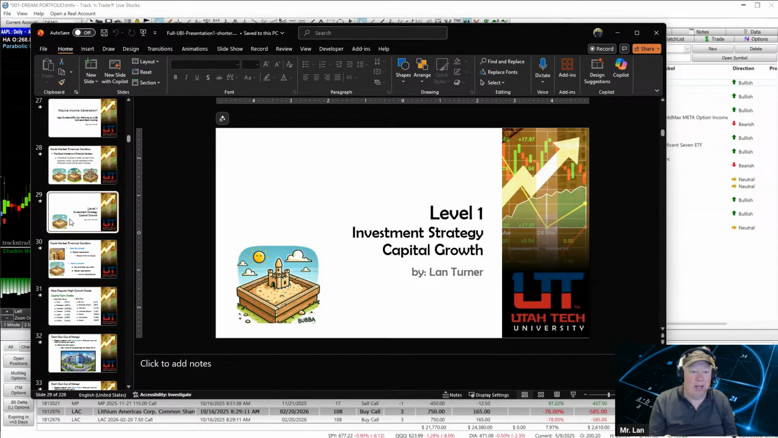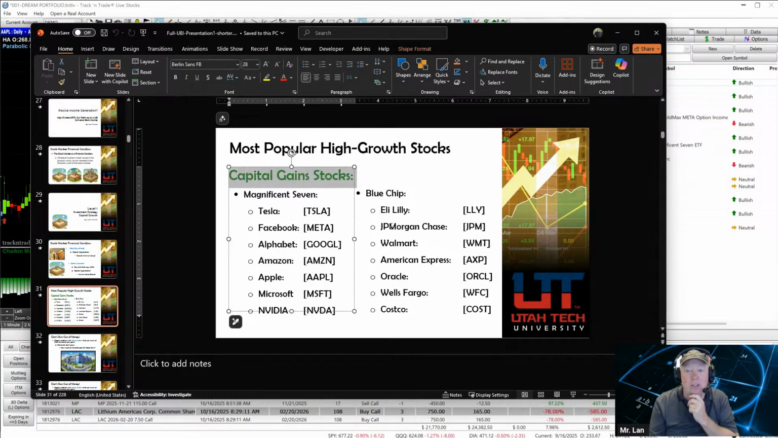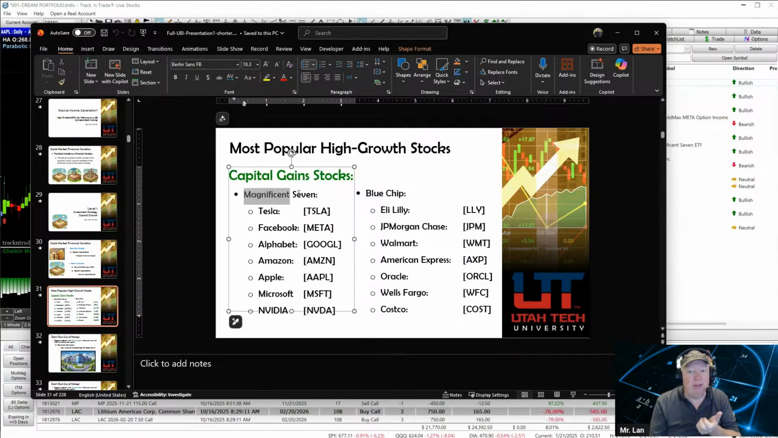Buy low, sell high. And we talked about that last night, and we introduced you to some stocks that were really great for that. And here's that slide right here. So capital gains, this is how you just buy low, sell high. And these are some of the most popular growth stocks in the entire stock market. This list here is called the Magnificent Seven, and this list here is called the blue chips. All right. So blue chips are great big companies, very solid foundational organizations that you can invest in. And then the Magnificent Seven, they're the big tech stocks. So they're the ones that have huge growth.